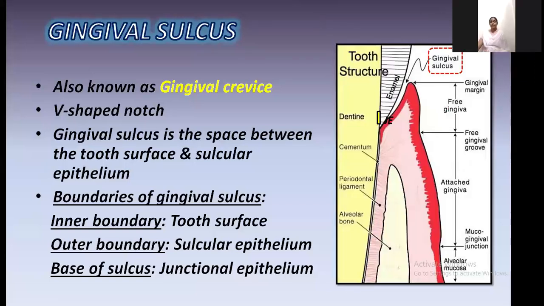Gingival sulcus, also known as the gingival crevice. It is a V-shaped notch. The gingival sulcus is the space between the tooth and the surface of the sulcular epithelium. This is the sulcular epithelium. This is the tooth. Space between them is the gingival sulcus. Boundaries of the gingival sulcus. Inner boundary is the tooth surface, enamel surface. Outer boundary is the sulcular epithelium. Base of the sulcus is the junctional epithelium.